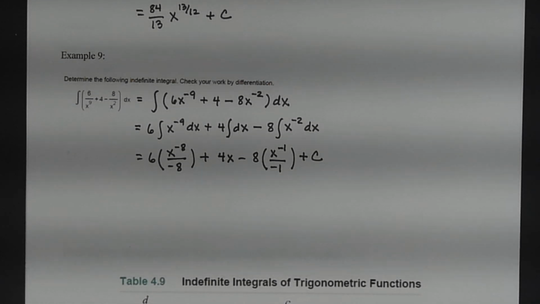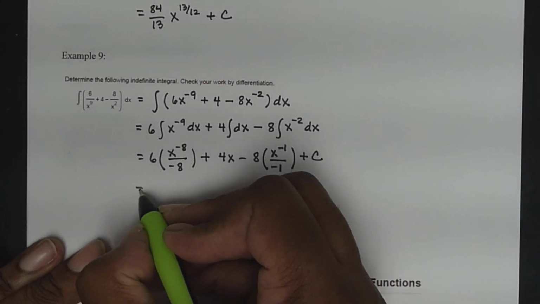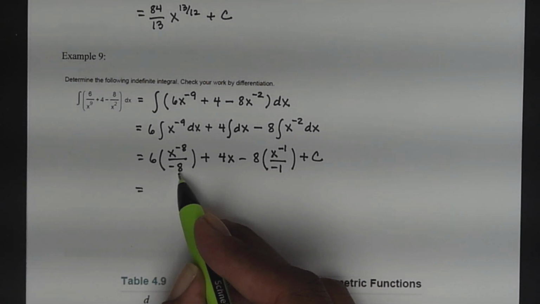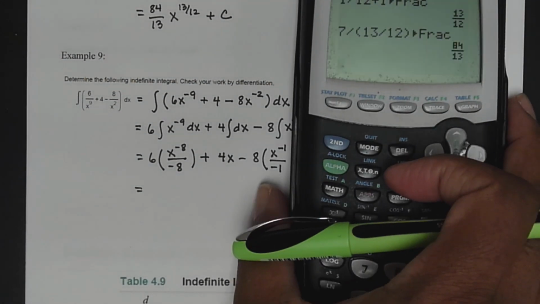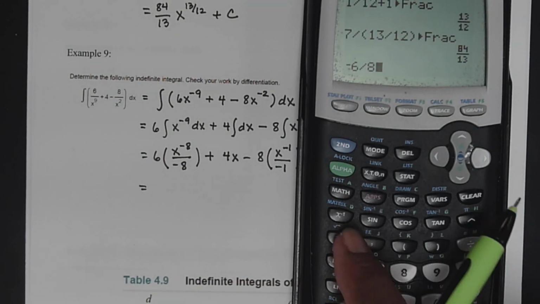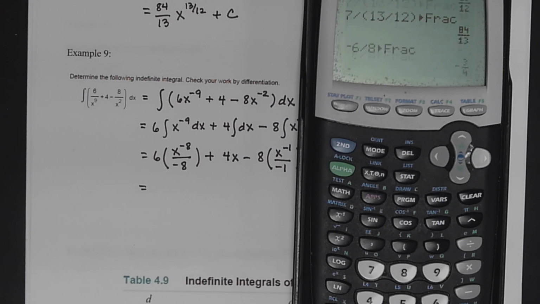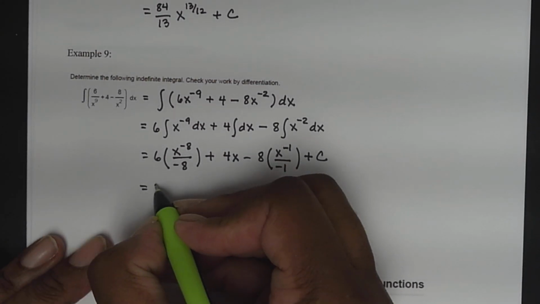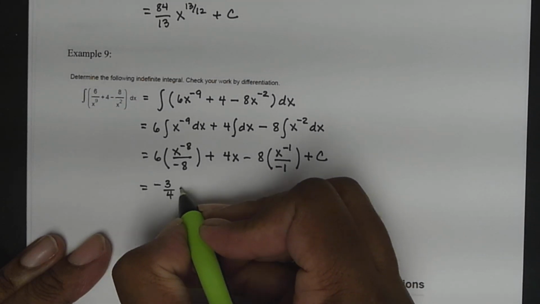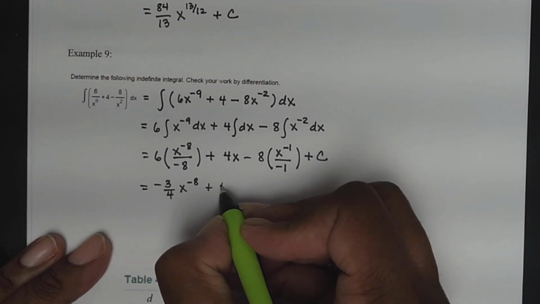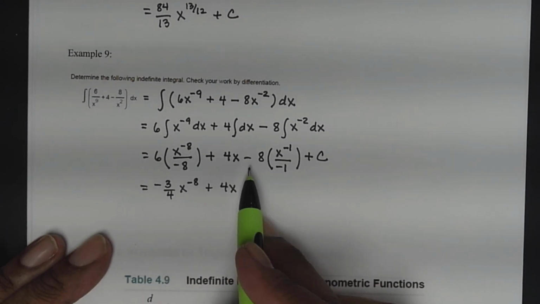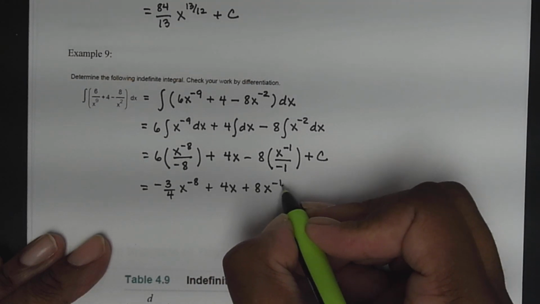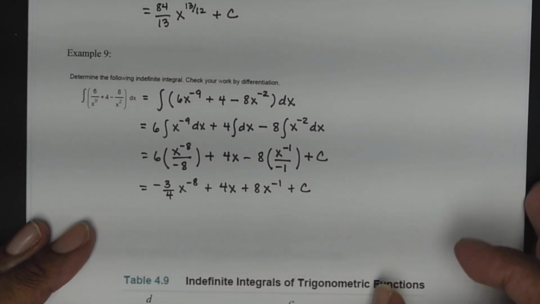Now, let's see what we can do here. If I do 6 over negative 8, in simplest form, negative 6 divided by 8, and then reducing the fraction, it'll be negative 3/4. x to the negative 8, then plus 4x. The minus 8 divided by that negative 1 would be plus 8. x to the negative 1, and then plus c.